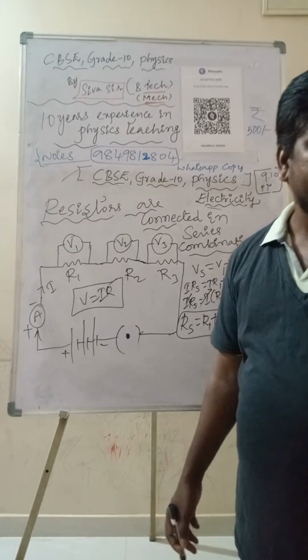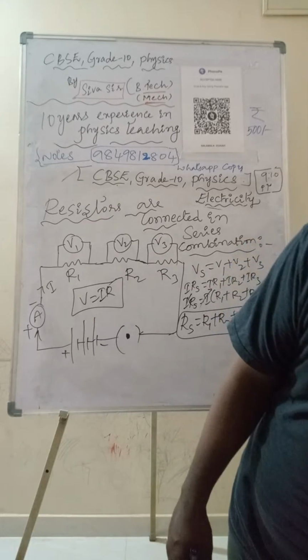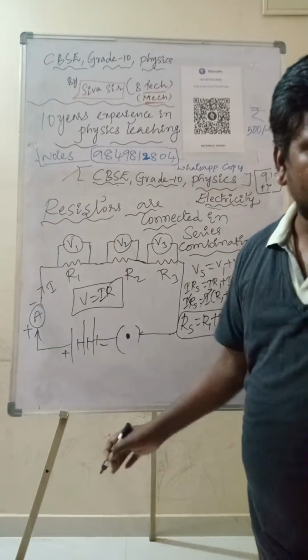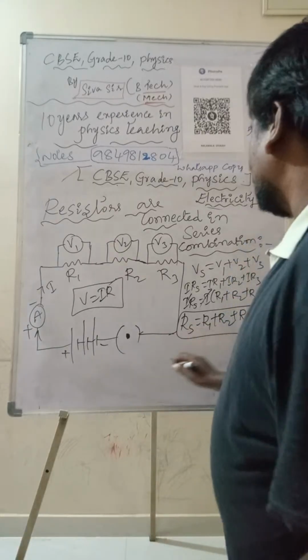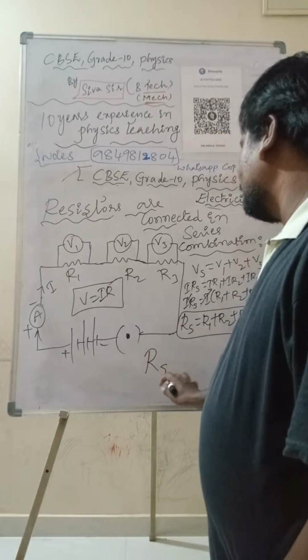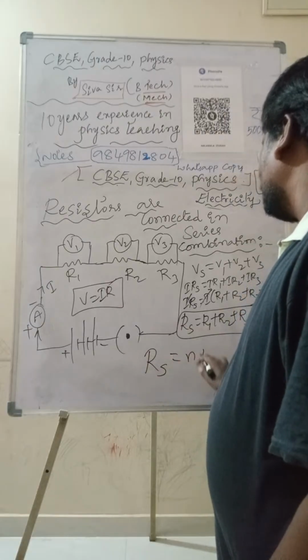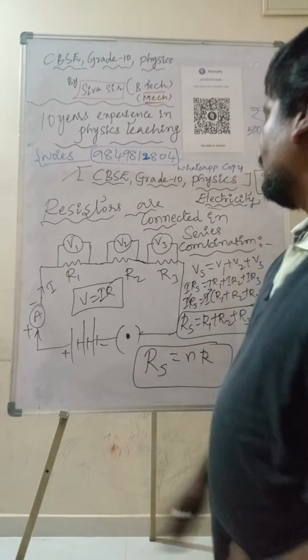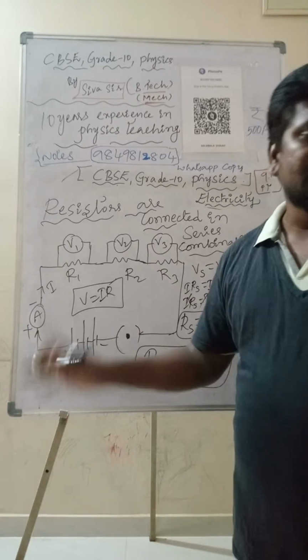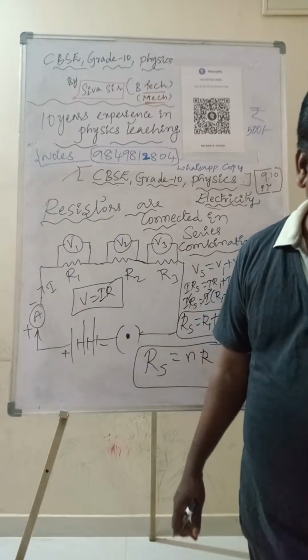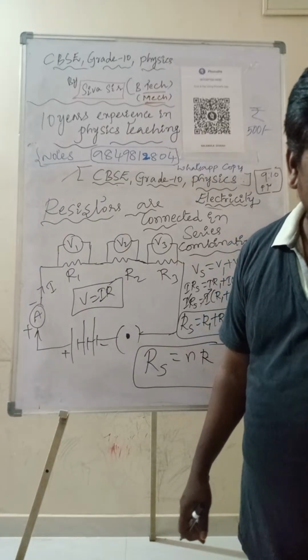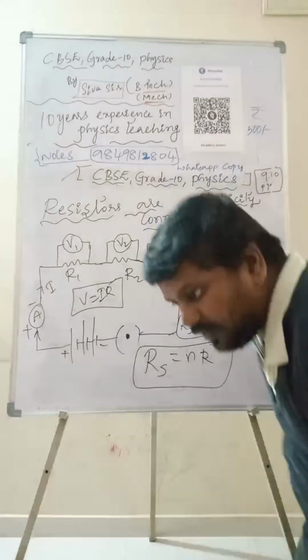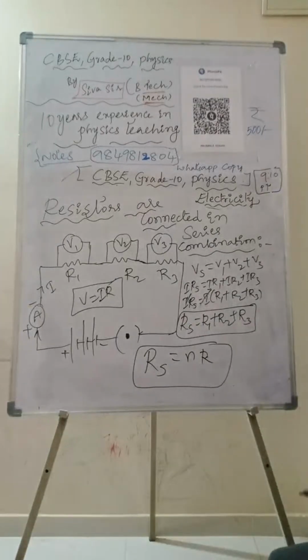So this is the formula for resistors in series combination. If n number of resistors are connected in series, Rs equals nR. This is the formula. Note it down, very very important. You can take a screenshot or note it down.